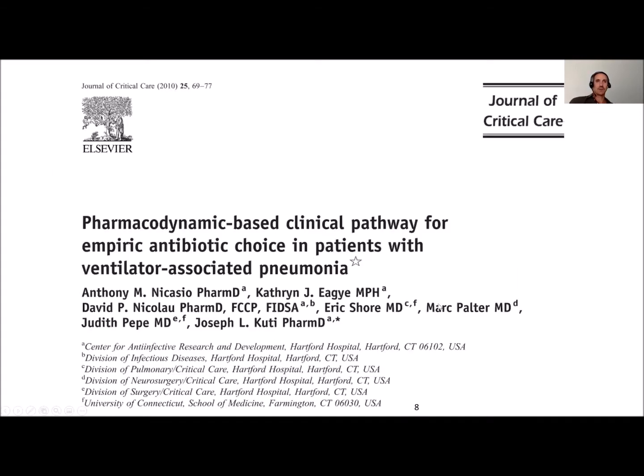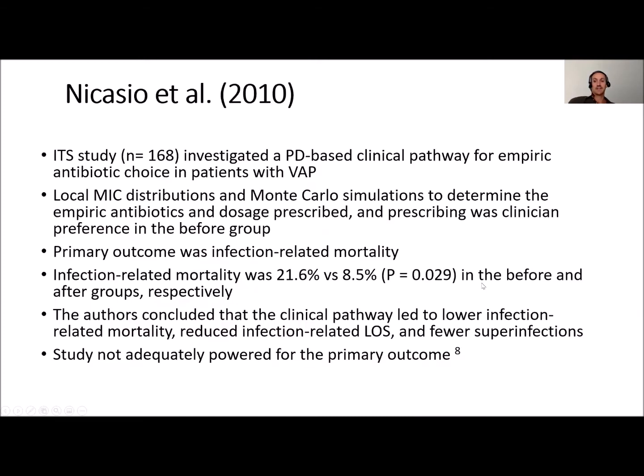So just to touch on a couple of quick examples of guidelines. This one is empiric dosing of antibiotics for VAP, and this included the choice of antibiotic and also the dosing of the antibiotics. It was an interrupted time series, so before and after. Before was just clinicians' choice of antibiotic selection and dosing. Then they used local MIC distributions and Monte Carlo simulations to determine which antibiotic to use for VAP and what dose to use. Their primary outcome was infection-related mortality.